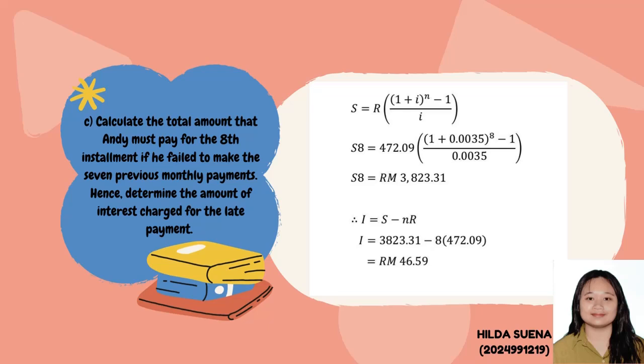3,823 ringgit 31 cent. Next, we're going to calculate the amount of interest that was charged for the late payment. Using formula interest, which is I equal to S minus NR. So I equal to 3,823.31 minus 8 multiplied by 472.09. Calculate it, so the answer is 46 ringgit 59 cents.